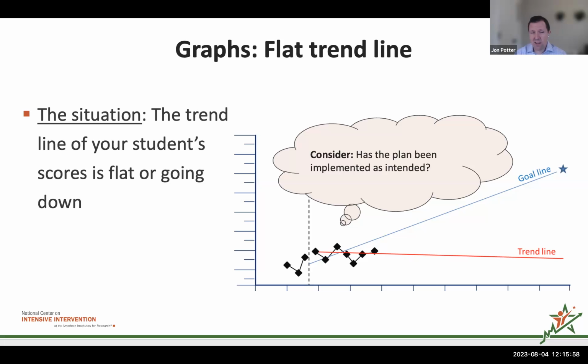If we look at fidelity and find that the intervention is being implemented with fidelity, this is not the right intervention for this student. We've tried it, we've done it accurately and with fidelity. We don't need more of this. This is not going to get us to where we want to go. So we would want to make a change.